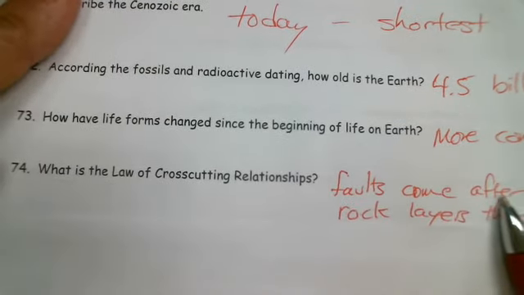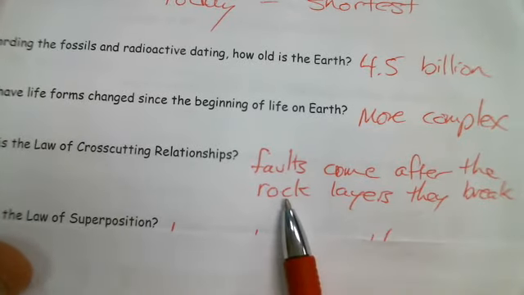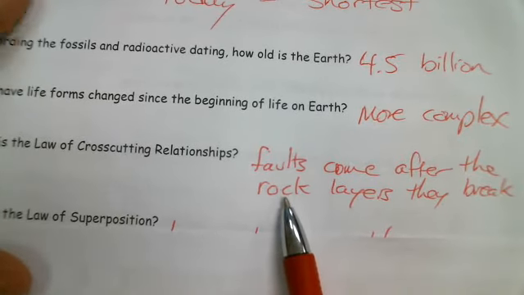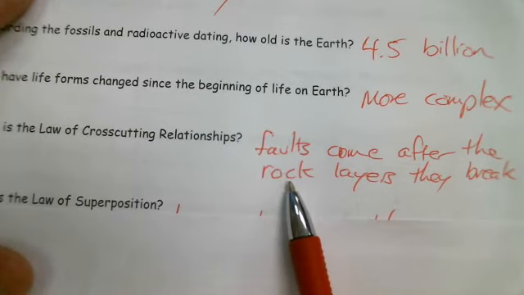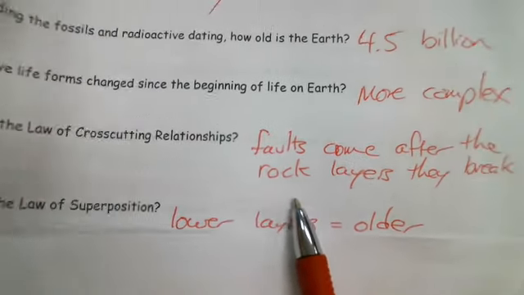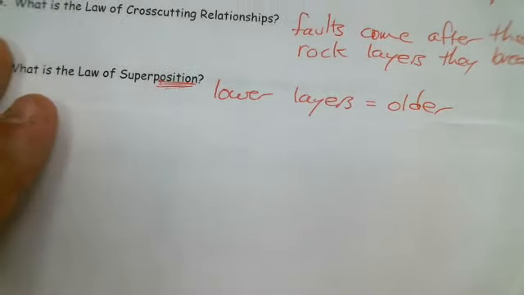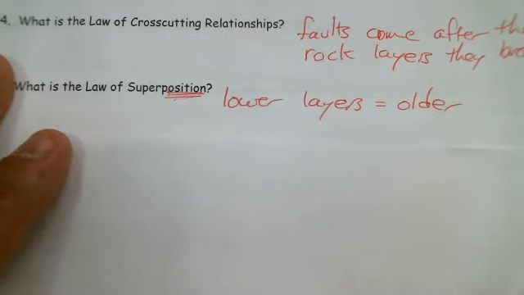Number 74, the law of cross-cutting relationships is that faults come after the rock layers that they are breaking. So you first have to lay down the rock layers, and then the faults split the rocks and make them slide this way and that. The law of superposition, that's talking about the position of rocks. That says that the lower the layer, the older the rock is.